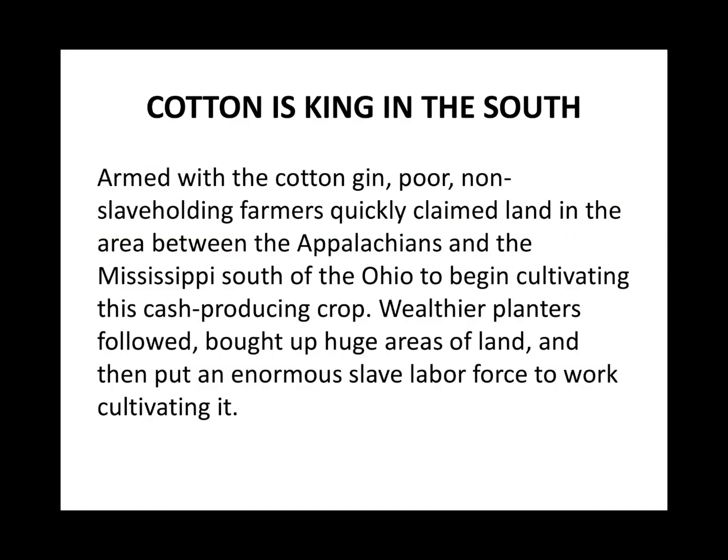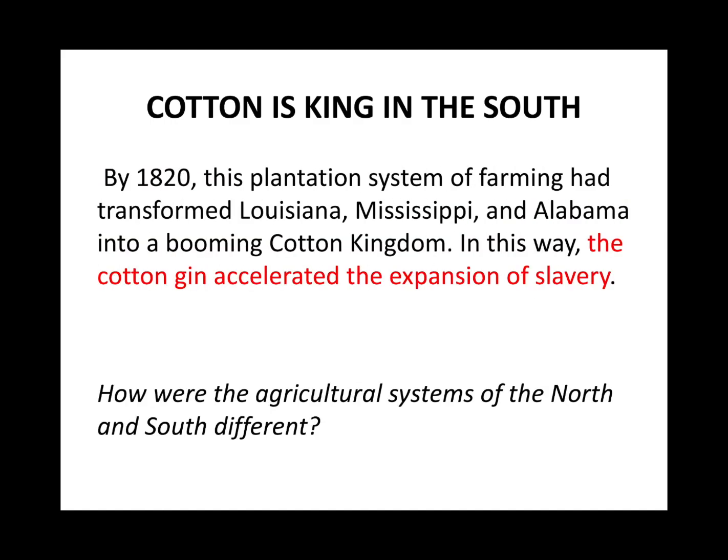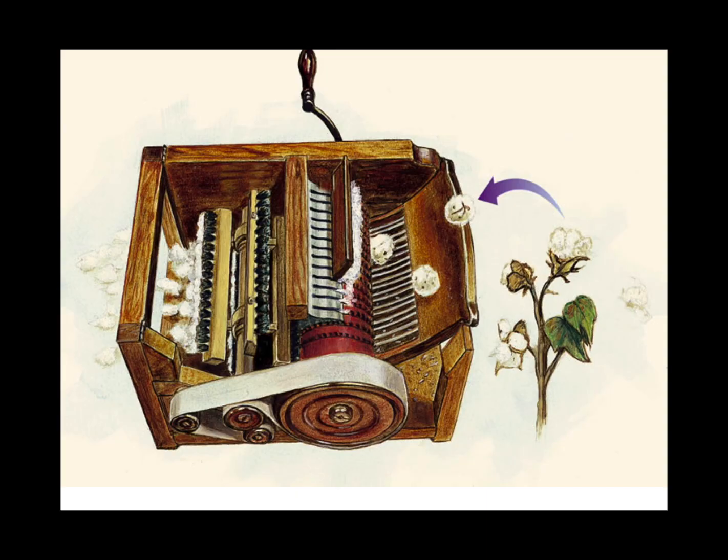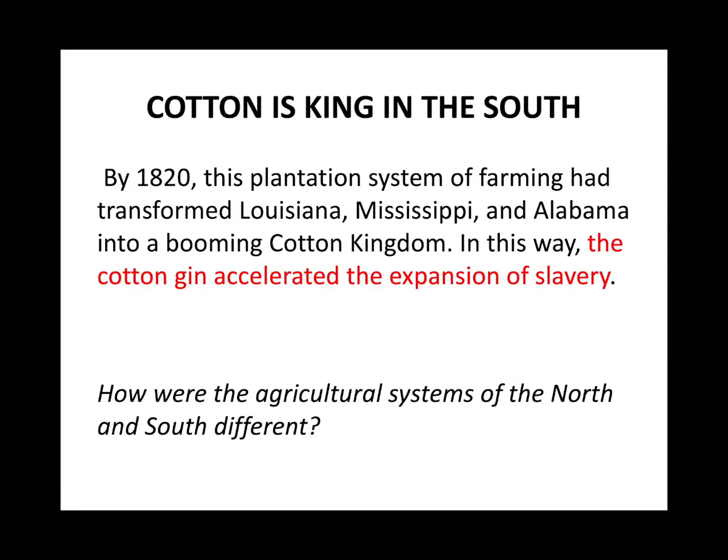So this invention was going to up the production of cotton. And when you're upping the production of cotton, what do you need in the South? You're going to need more slaves to separate the seeds from the cotton and pick the cotton. So the cotton gin accelerated the expansion of slavery.